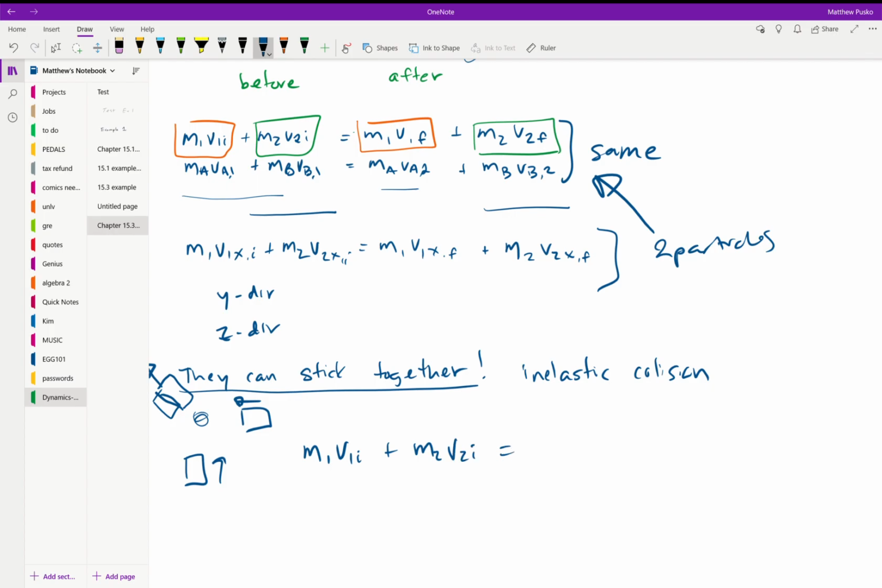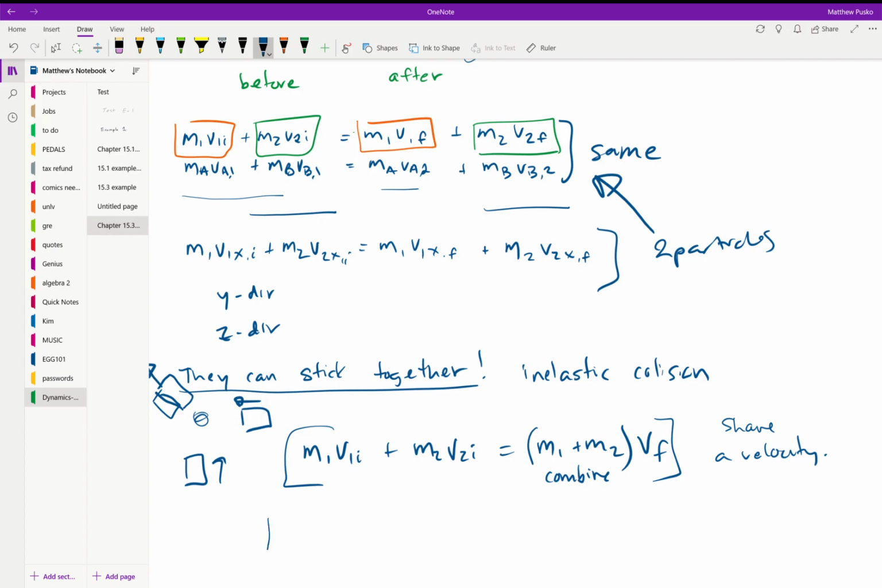is equal to, go ahead and say that the masses combine because they stick together, and they're going to move off with some combined velocity. So now they share a velocity. So this is a very useful equation. It's going to come in handy multiple times.